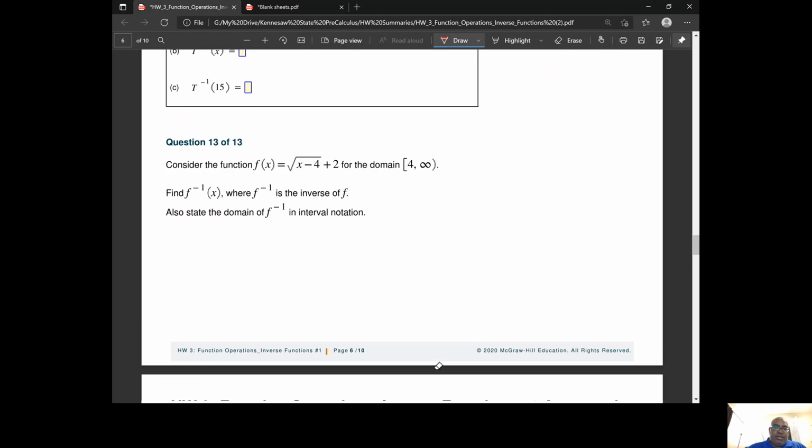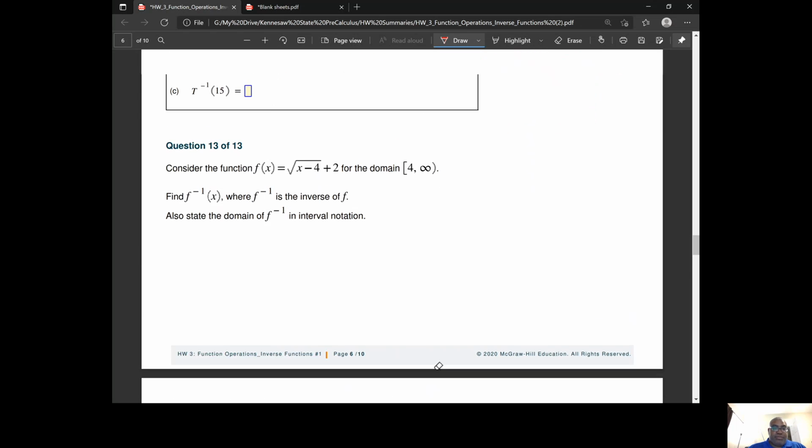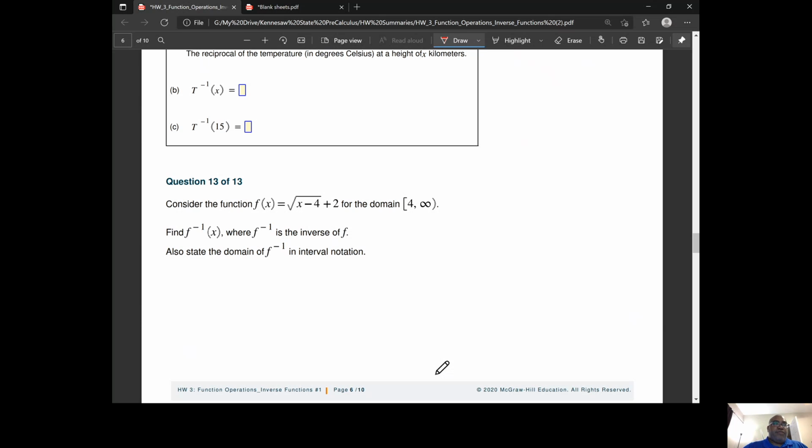All right, number 13. Last one. Consider the function f of x is equal to the square root of x minus 4 plus 2 for the domain from 4 to infinity, which is the domain of that. Find the inverse of f and then state the domain.